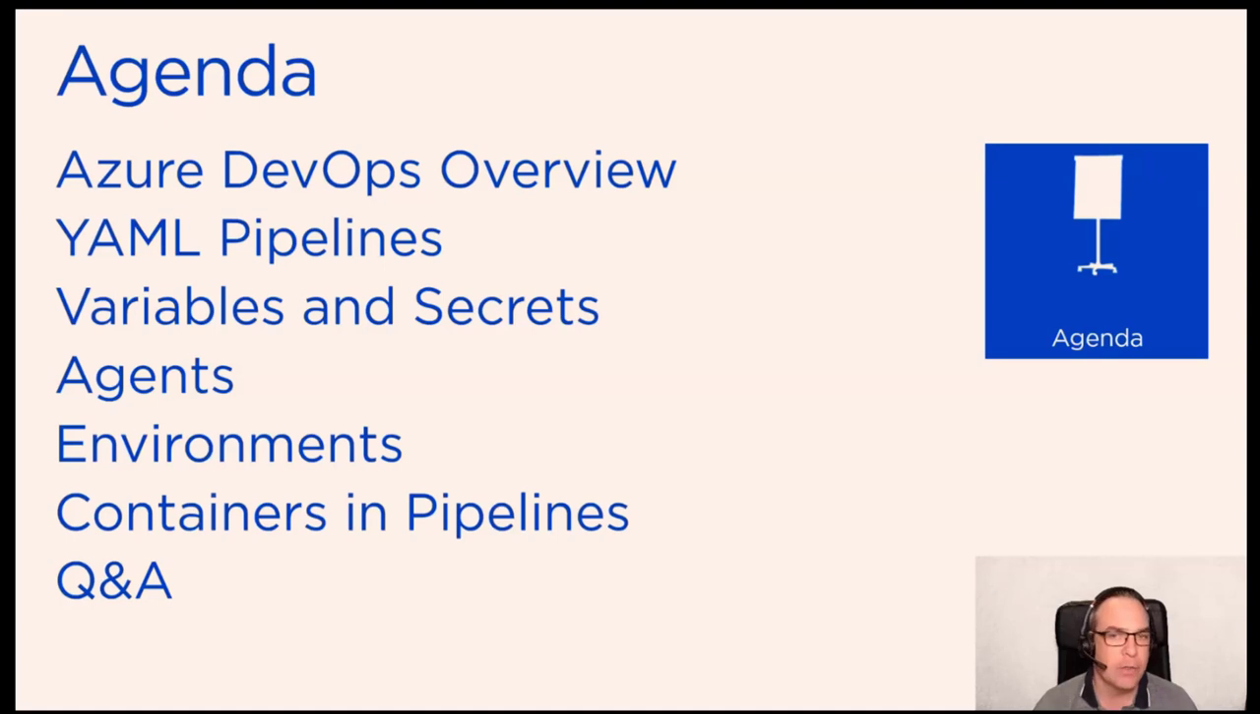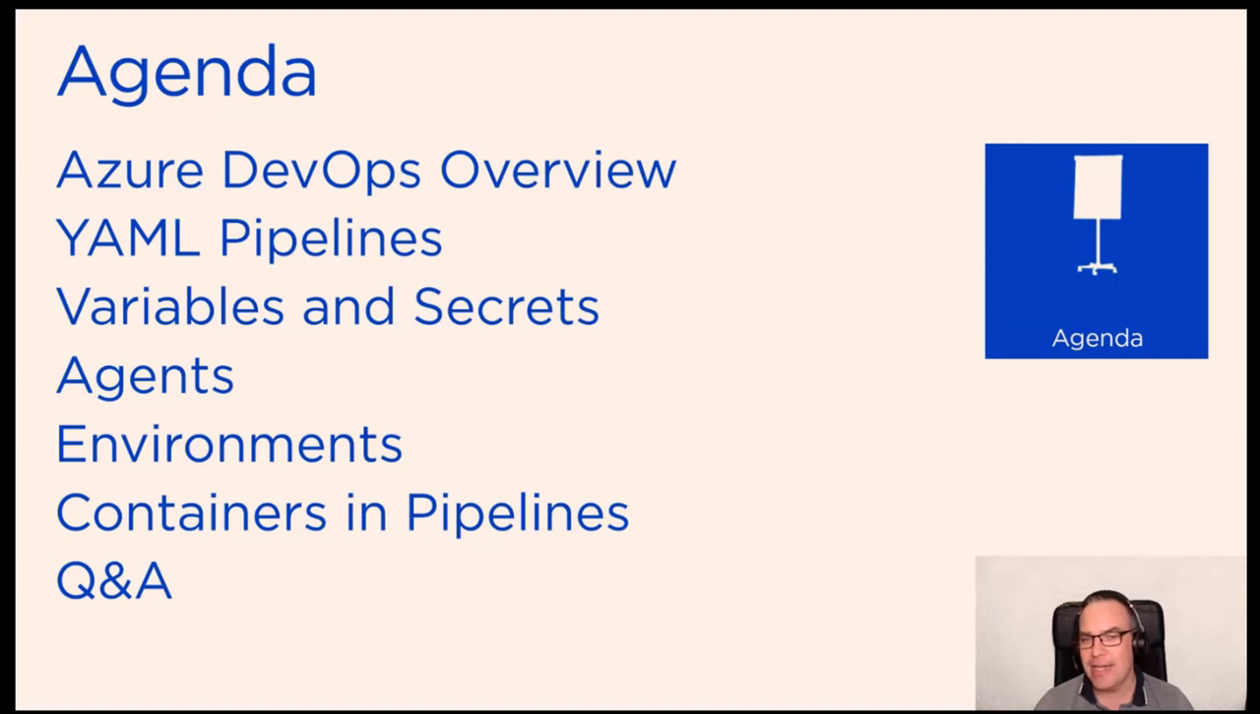Then we will go straight into YAML pipelines. YAML is the new format of defining pipelines, meaning automating things in Azure DevOps. That's what we need to create packages, to automate deployments, to interact with Azure, etc. Then we'll have a look at variables and secrets. Especially in infrastructure deployments, you deal a lot with secrets, variable settings, etc. So it's important to know what I can do with variables and secrets.